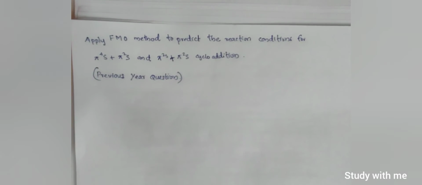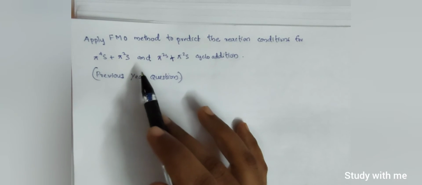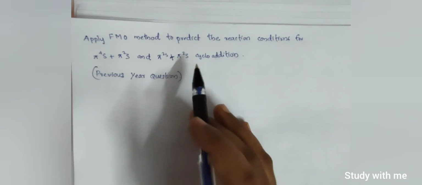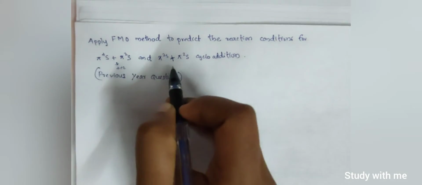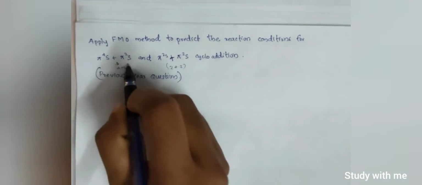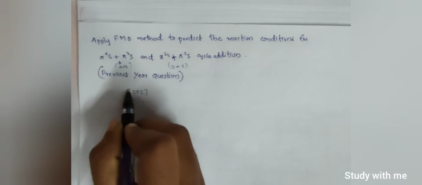Now we are going to discuss a previous year question: apply the FMO method to predict the reaction conditions for pi 4s plus pi 2s and pi 2s plus pi 2s cycloaddition. This is the 4 plus 2 cycloaddition and this is the 2 plus 2 cycloaddition. First we are going to discuss the 2 plus 2 cycloaddition reaction. We know that this is the addition of two ethene molecules, so we have to draw two ethene MOs for the cycloaddition reaction.